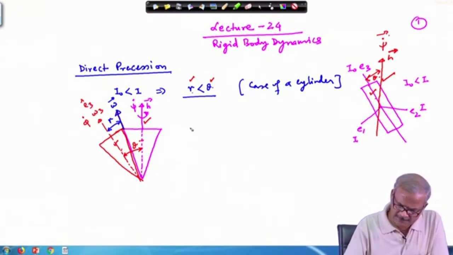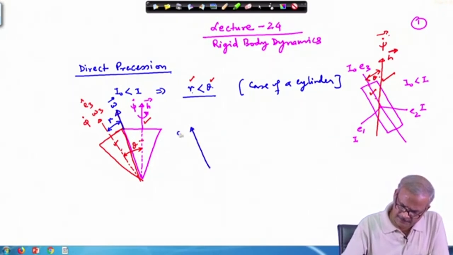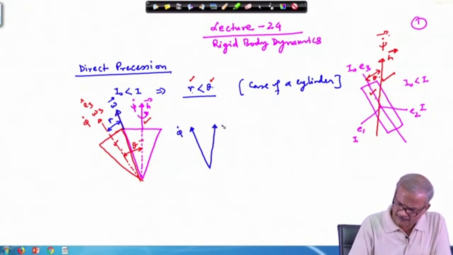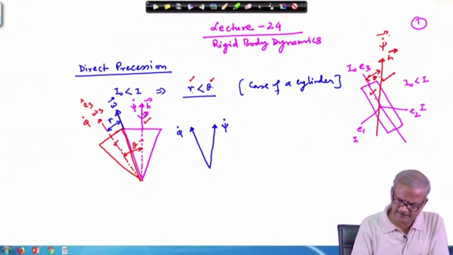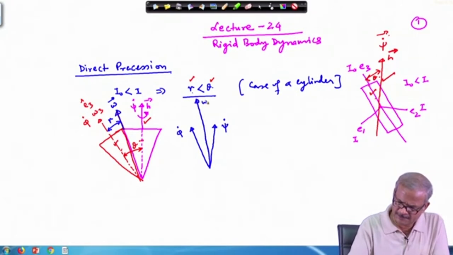Again, following the same way, phi dot is along this direction and in this case psi dot is along this direction. As a combination of these, omega is shown, lying along this direction. The angle from here to here is theta, while the angle between omega and this is written as gamma.